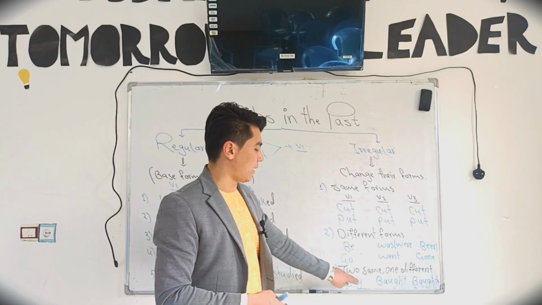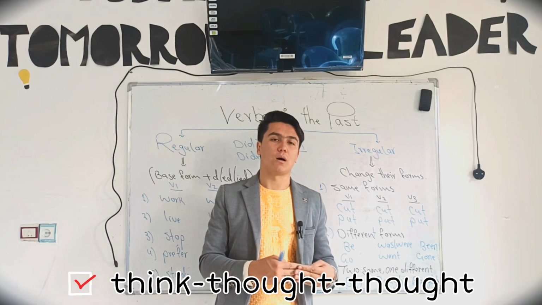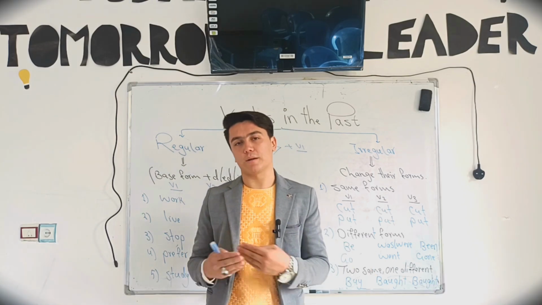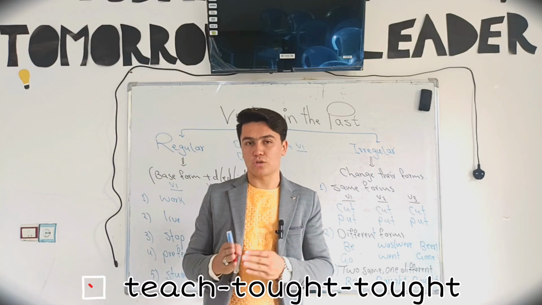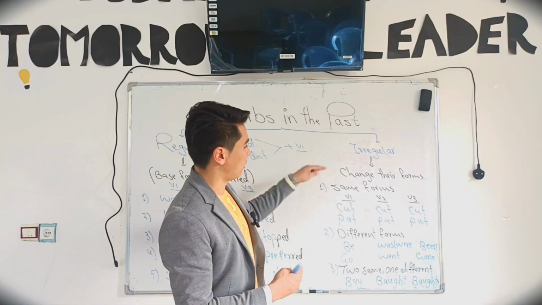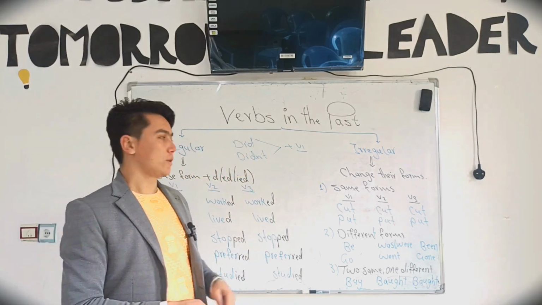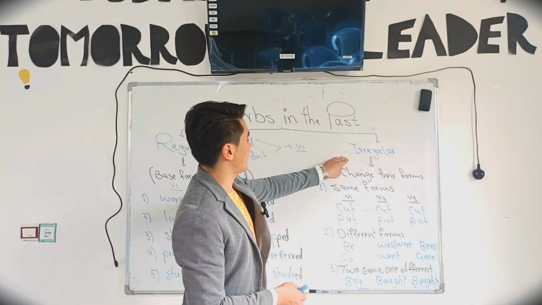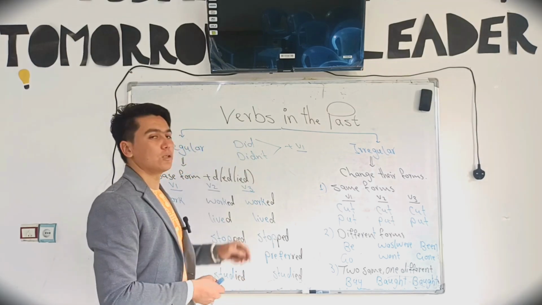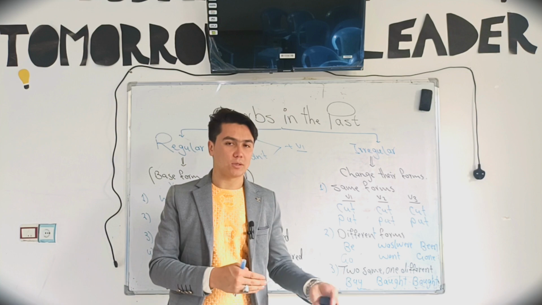And then the third type has two same forms and one different form. As an example, buy, bought. Or for example, think, thought. And many other examples, like teach, taught. So these are all the formations of irregular forms and also regular forms that we have. The same thing is true for irregular verbs: we can use did or didn't to change a sentence from positive or statement to negative and questions.